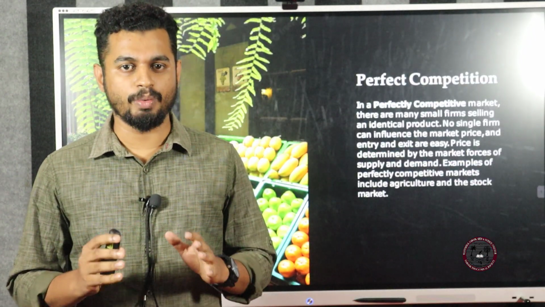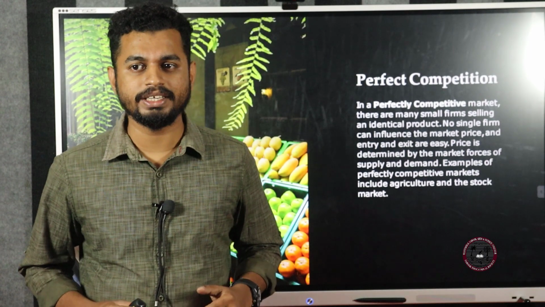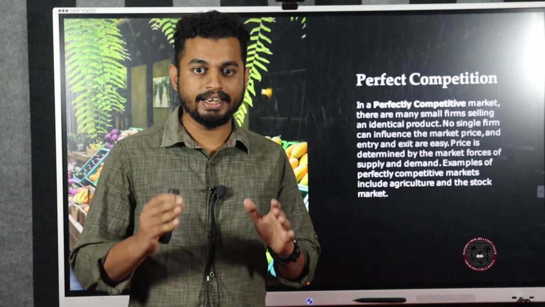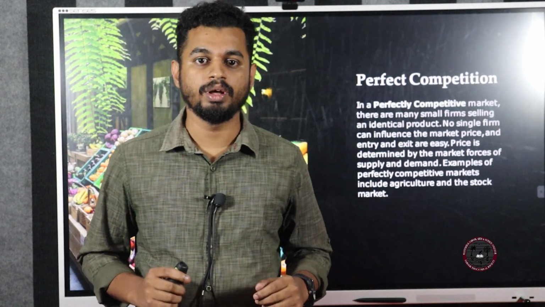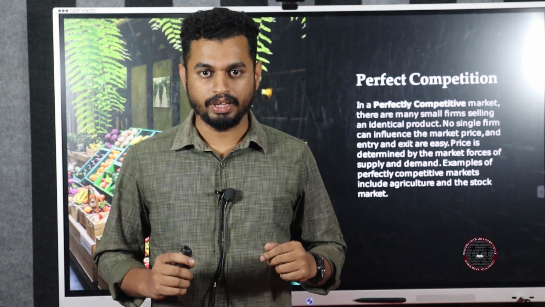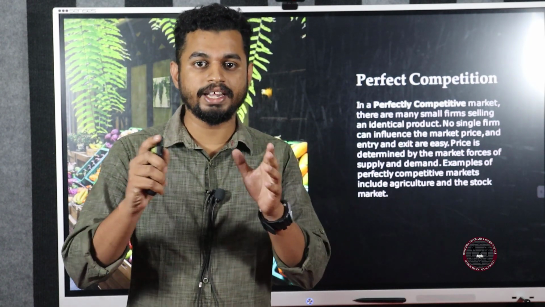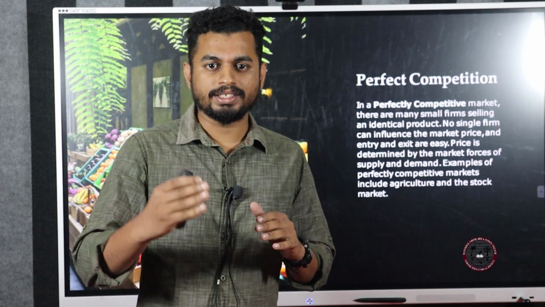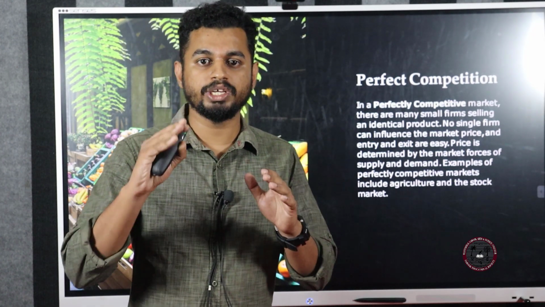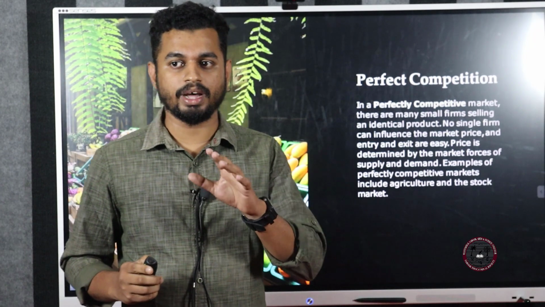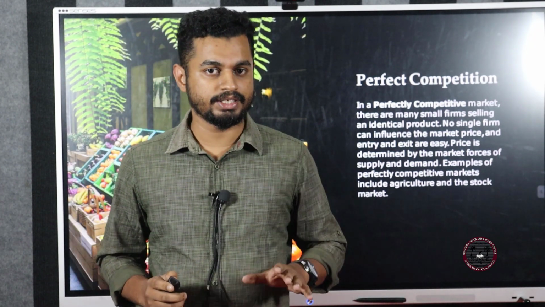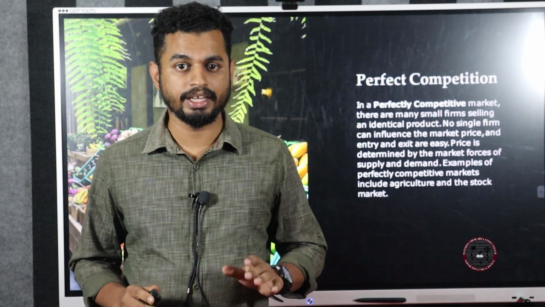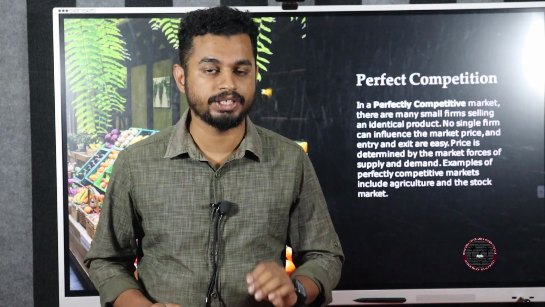The first one is perfect competition. In a perfectly competitive market, there are many small firms selling an identical product. We can see that in a perfectly competitive market, there are a large number of buyers and a large number of sellers. These sellers are selling homogeneous products, which means that the sellers are selling all products in the same manner. No single firm can influence the market price, and entry and exit are very easy. Here the sellers have the freedom to enter and exit the market. There are no barriers regarding the entry and exit of firms.